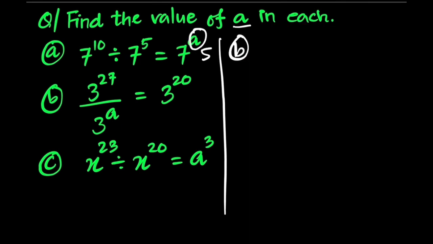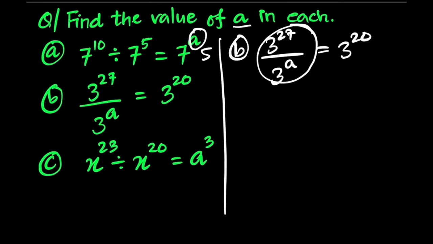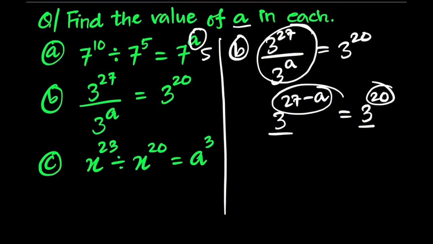Let's solve part B. On this side of the equation, powers with the same bases are being divided. So write the same base and subtract the exponent, that is 27 minus a, which equals 3 raised to 20 on the other side. Since the bases are the same, the exponents must also be equal. So 27 minus a is equal to 20.